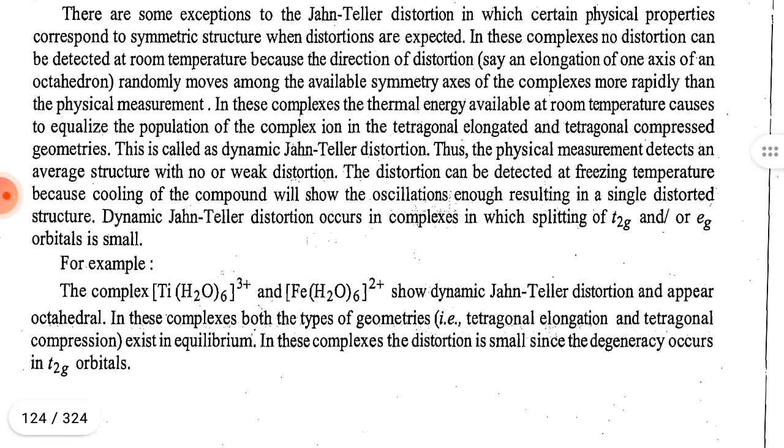In these complexes, the thermal energy available at room temperature equalizes the population of the complex ion in the tetragonal elongated and tetragonal compressed geometry. This is called dynamic Jahn-Teller distortion. Thus, the physical measurement detects an average structure with no or weak distortion. The distortion can be detected at freezing temperature because cooling of the compound will reduce oscillation enough, resulting in a single distorted structure. Dynamic Jahn-Teller distortion occurs in complexes in which the splitting of T2g and/or Eg orbitals is small.